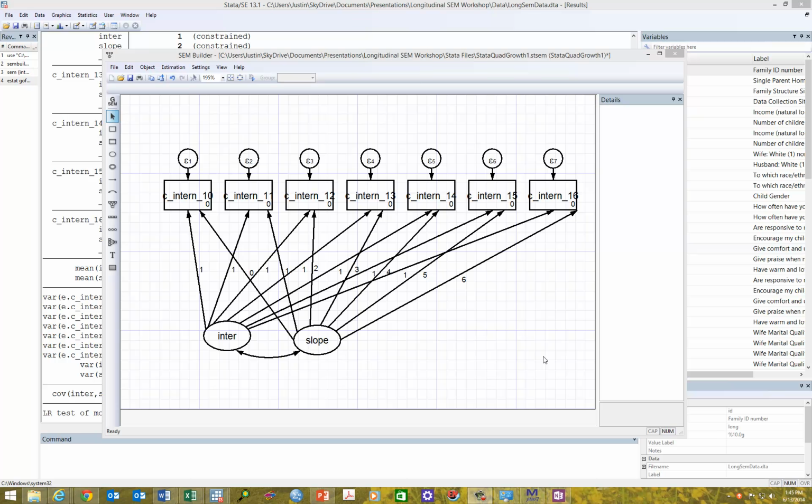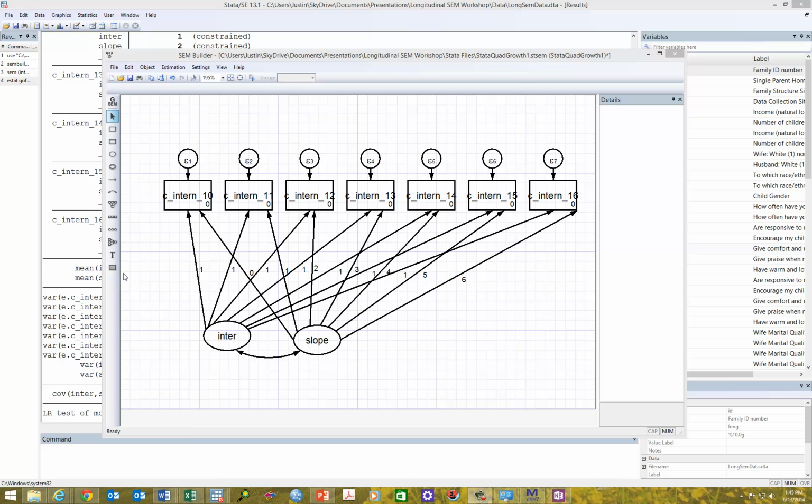Here we'll show you how to fit a quadratic growth curve model using the Stata SEM builder. And here we have just a basic linear growth curve model. We have our intercept, and it's all ones across each time point. And here we have our slope, and it's linear, so we have 0, 1, 2, 3, 4, 5, and 6. The data are internalizing problems of children from ages 10 to ages 16.